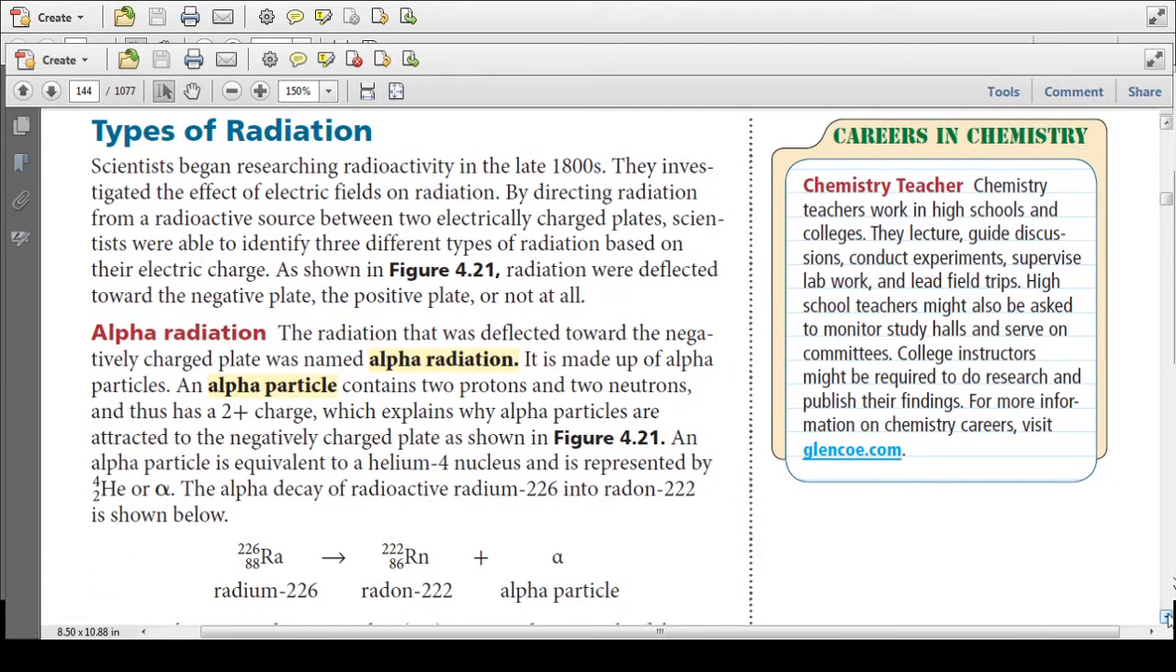Scientists began researching radioactivity in the late 1800s. They investigated the effects of electrical fields on radiation. By directing radiation from a radioactive source between two electrically charged plates, one positive and one negative, scientists were able to identify three types of radiation based upon their electrical charge.